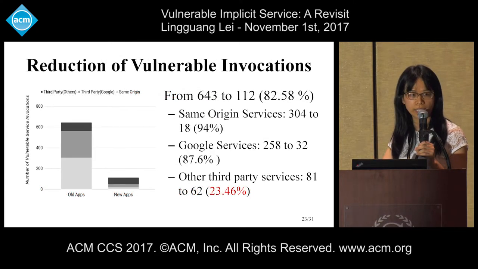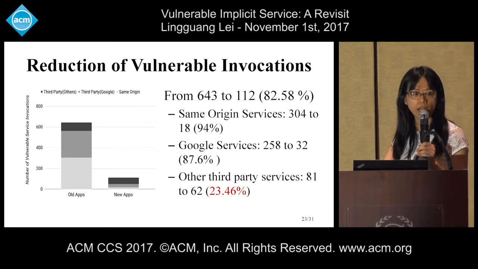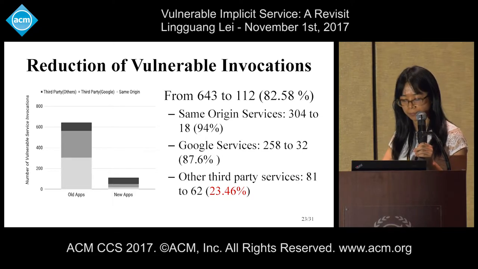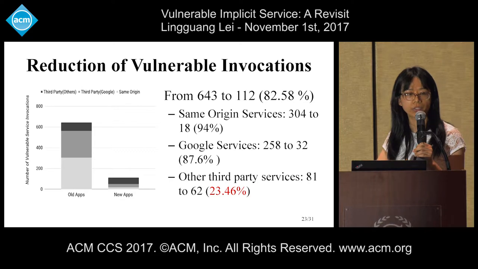And this is the general result. From here, we can see the vulnerable invocations reduced from 643 to 112. That is about 82% reduction. But after a detailed analysis, we found the invocations can be divided into three categories. The most reduction is targeting the same origin service and Google service. The same origin service here means the invocation of a service defined in the same application. But for the other third-party services, the reduction is only 23%.